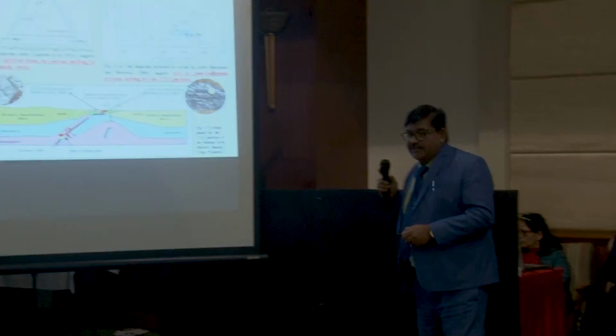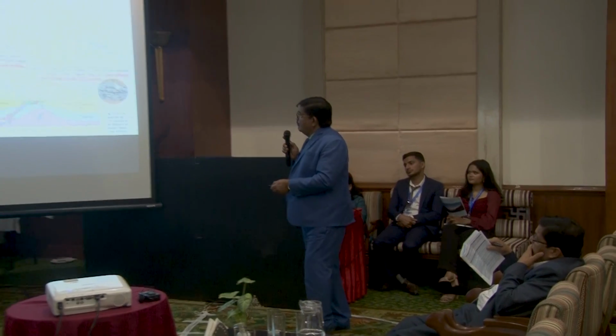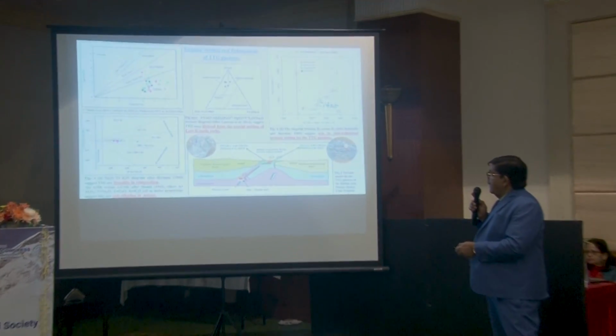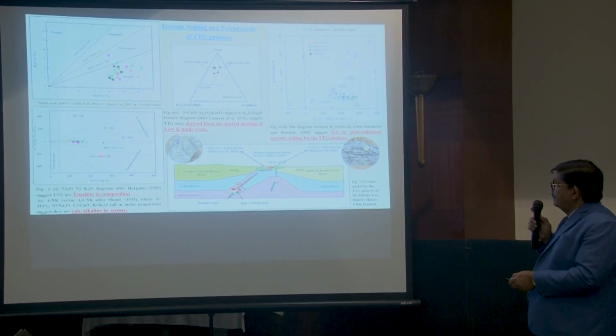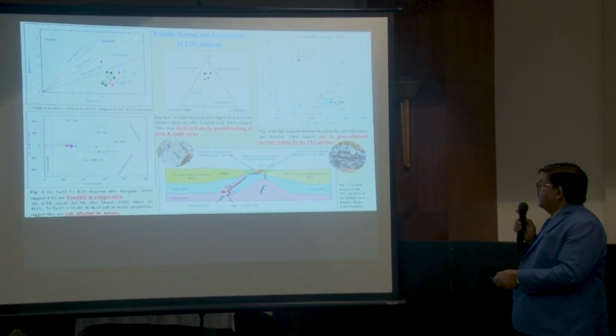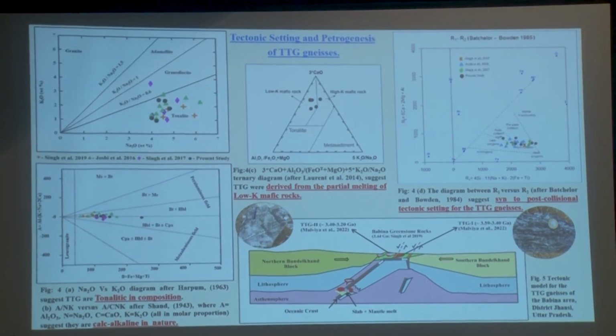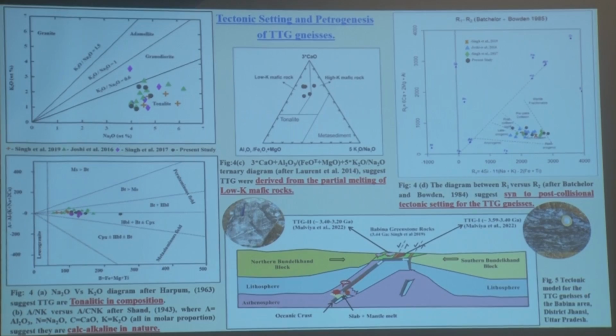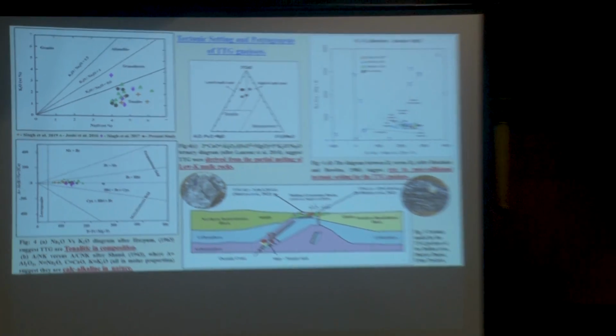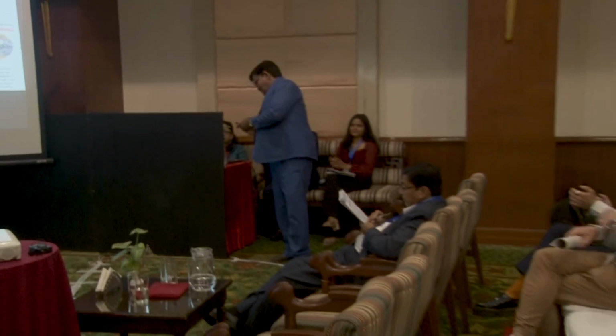The black ones are the present study, all lying in the same tonalitic field. On the basis of composition, they are hornblende-garnet-CPX assemblages or CPX-hornblende-biotite assemblages, and mainly all these are derived from the partial melting of low potassic mafic rocks. Thank you very much. If the audience wants, you can ask more details of the corresponding authors.